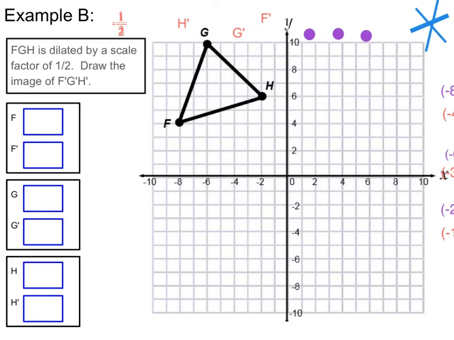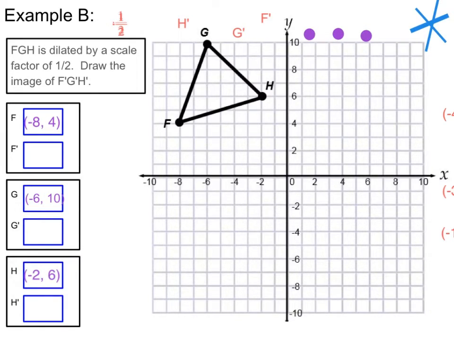So again, we've got to take a look at our figure. It's already there on our coordinate plane for us, and we're going to be multiplying by a scale factor of 1/2 because, again, multiplying is how we perform dilations. So before we can do that, we need our original points. So I'm going to take a look at my graph. I've got F at negative 8, positive 4. I've got G at negative 6, positive 10, and I've got H at negative 2, positive 6. So there are my original points.